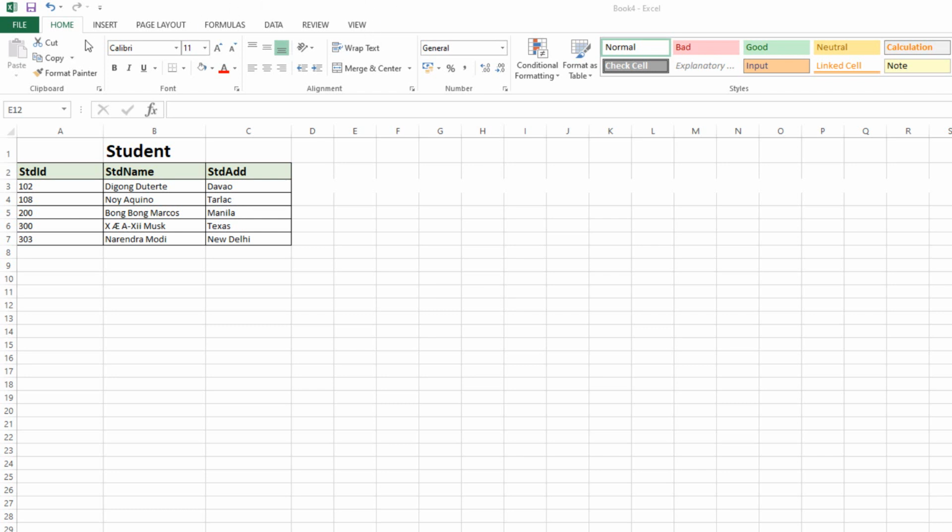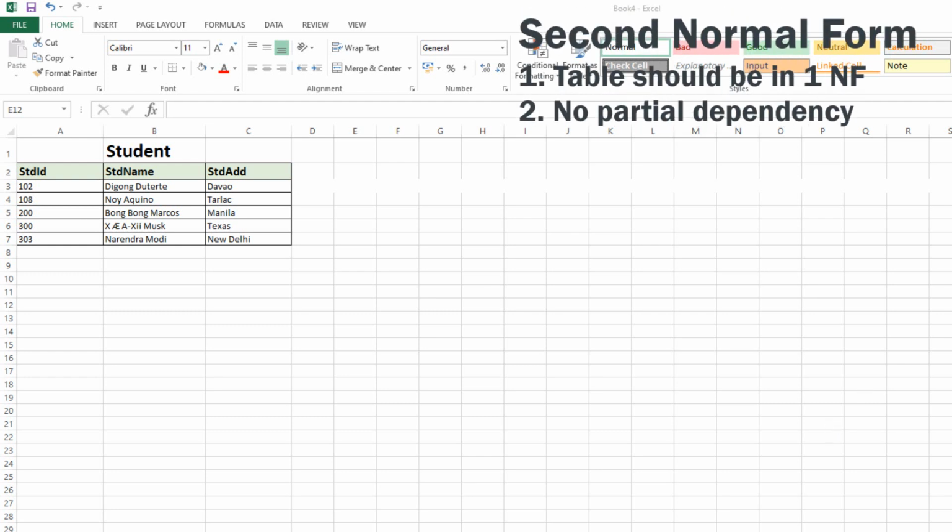Now that we have understood what a first normal form is, let us move on to the second normal form. There are only two rules for the second normal form. Number one is the table should be in the first normal form, and second is no partial dependency. Before coming to the partial dependency, let's talk about rule number one.